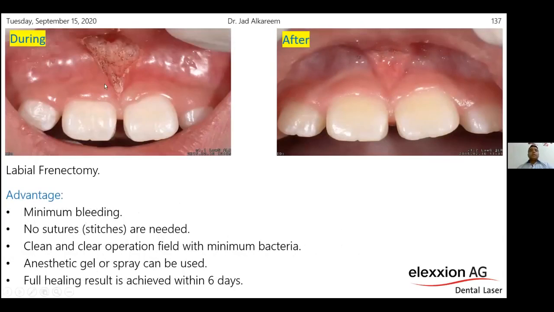So the picture on the left, you can see this is during the treatment. There is no bleeding at all. There is no carbonization. The device which was used was Alexion Pico. So there are no issues at all in this case. And here is the final result on the right side, and within 6 days you can reach these results. Also in this case, only anesthetic gel was used, so there was no injection at all. And also there was no need to do any sutures or stitches.